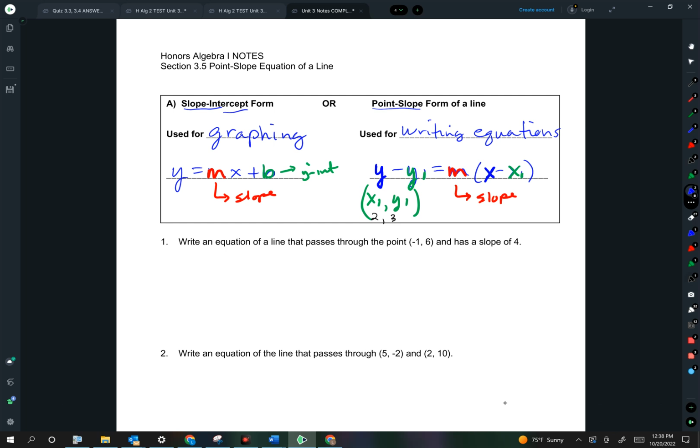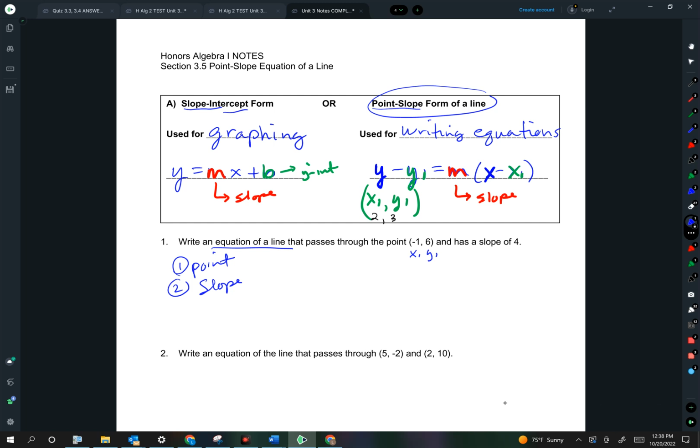So let's come down to our first example. It says write the equation of a line. It doesn't say to graph a line, so my go-to is going to be point slope form. There are two things you need to write the equation of a line: you need a point and you need a slope, so that you can use point slope. In this case, do I have a point? Yep, I've got -1, 6. So that's my x1, y1.